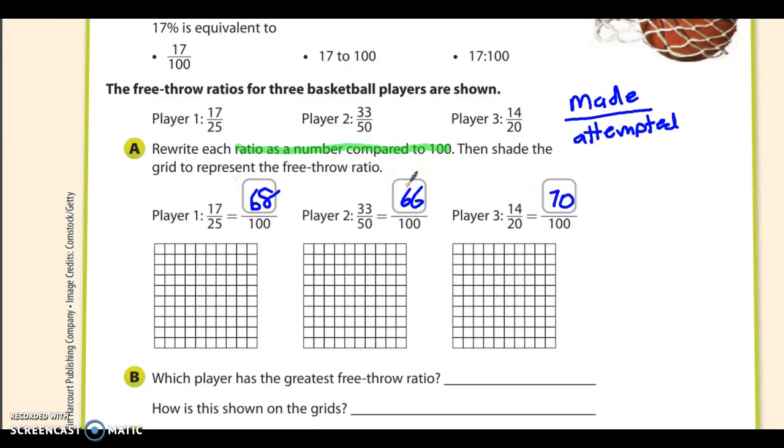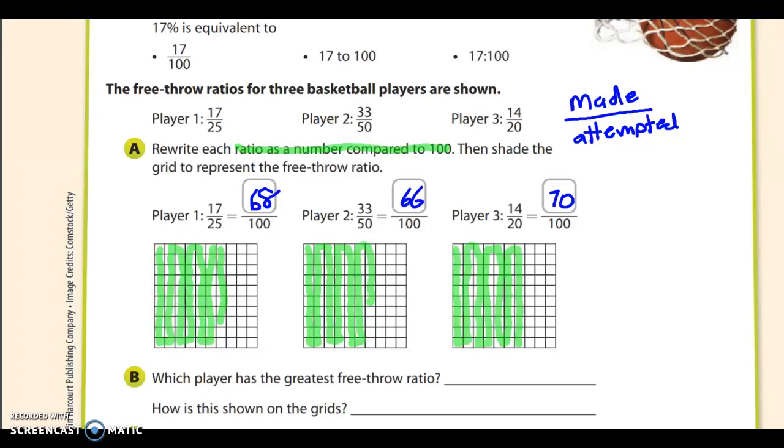So we can go down and answer the question. And I guess we didn't do the shading yet, but we need to. Player 1 would make 68, so that's going to be 6 whole columns plus 8 more. So they're going to be 68. Player 2 is going to be 6 whole columns plus 6 more. Player 3 is going to be 7 whole columns. And we can use this to answer our question.